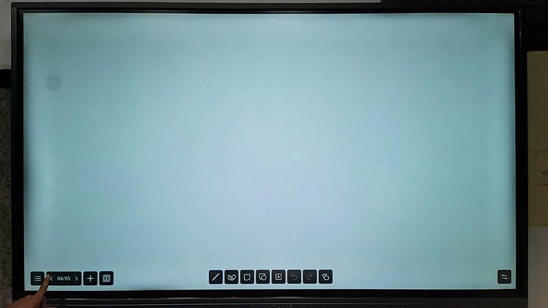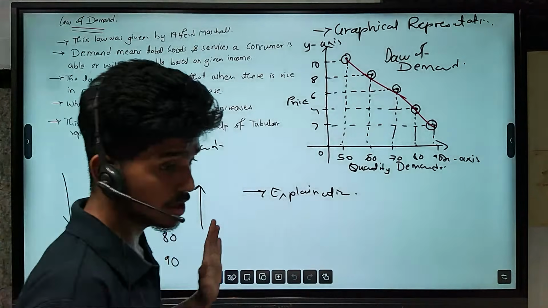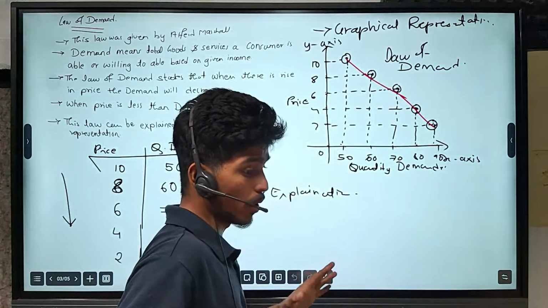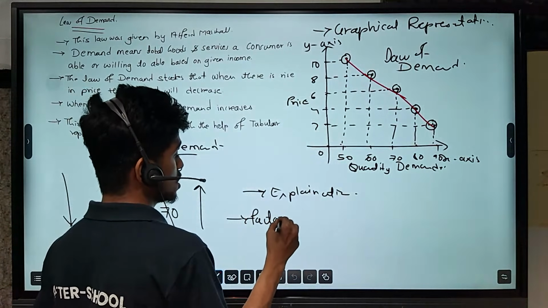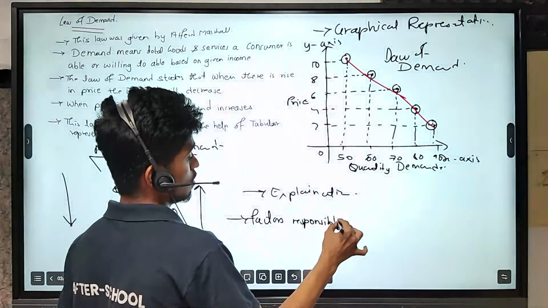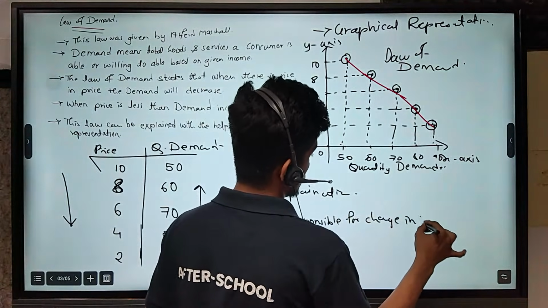Now from here you can also add more if you want. If you write this much it is okay. If you want to write more points, you can add factors responsible for change in demand. So what are some factors responsible for change in demand?